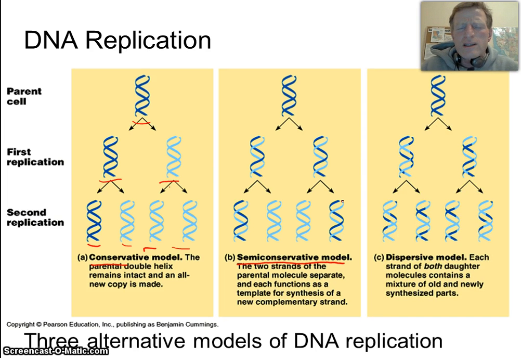And then the third was the dispersive method, and this was more like you took your DNA and just broke it up into a lot of pieces, and they all bonded with new nucleotides to produce the new DNA. So in this case, both helices would have both new and original DNA in them, a mixture of the original DNA and the new DNA.